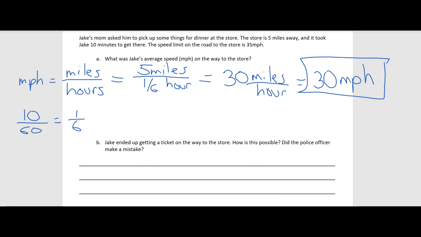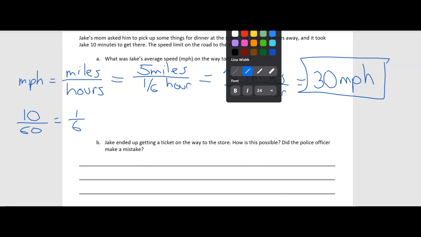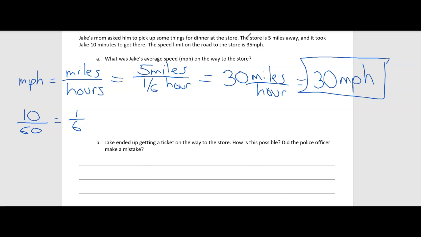Part B says Jake ended up getting a ticket on the way to the store. How is this possible? Did the police officer make a mistake? So remember, it said that the speed limit on the road to the store was 35 miles per hour. Now, Jake's average speed was 30 miles per hour. So is it possible that he still got a ticket? If his average speed is 30, how could he possibly get pulled over for going 35? Well, just because his average speed is 30, of course, doesn't mean that his speed at every single point in time was 30 miles per hour.